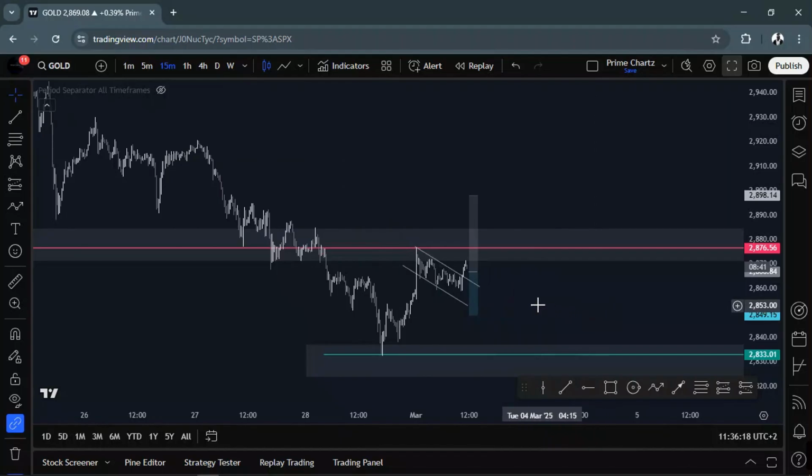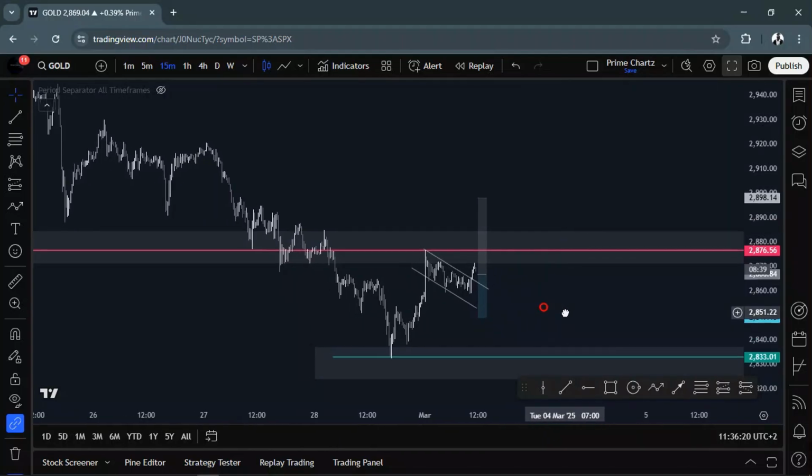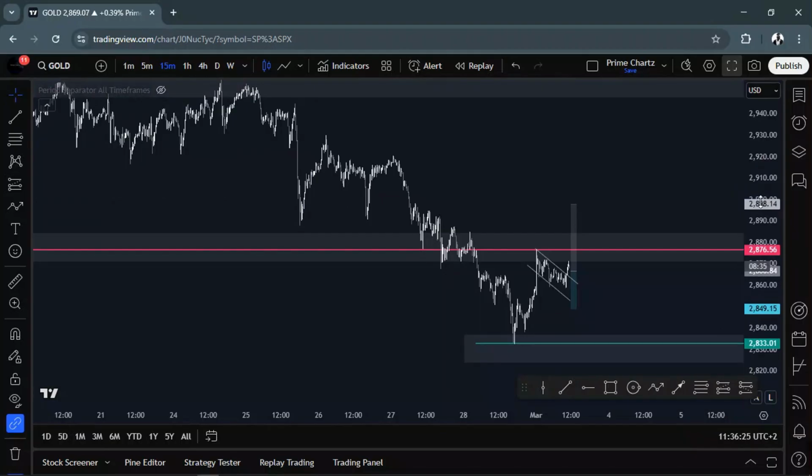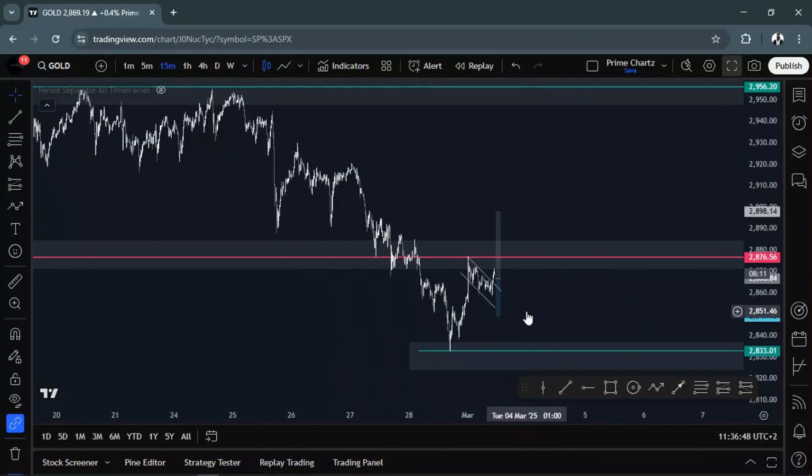Alright, so this is what I see on 15 minutes time frame. Let's see, price might reject from that level, right? There's another possibility right here. And if the price rejects from here, it's fine. We just take our loss and continue looking for other opportunities, right?